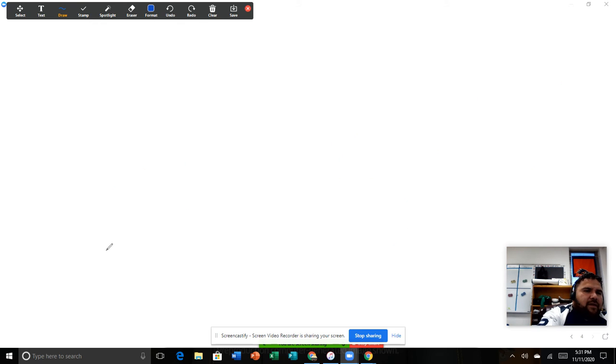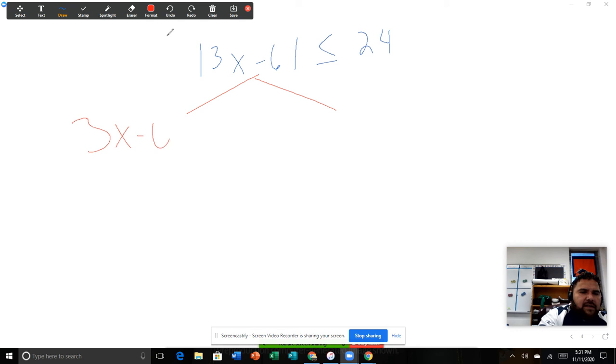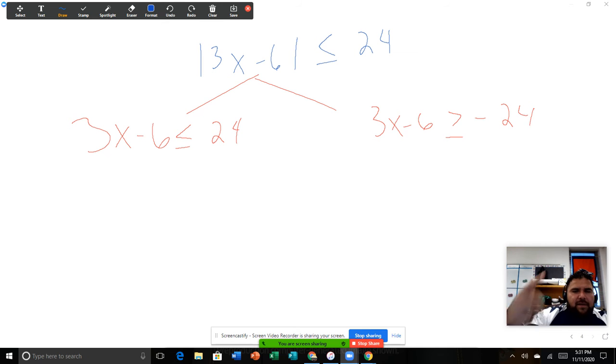Next problem I have is going to seem something like this. Absolute value of 3x minus 6 is less than or equal to 24. Okay. Break it up into your two inequalities. Very simple. 3x minus 6 is less than or equal to 24. And your second one, 3x minus 6 is greater than or equal to negative 24. Nice, right? Then we solve. Notice that this stuff is becoming repetitive. It's the same process over and over again, especially with absolute values.